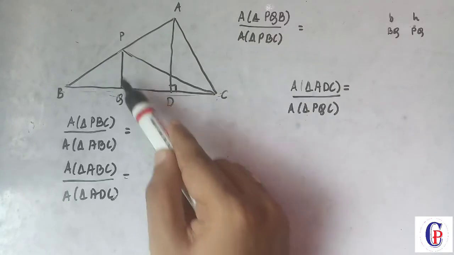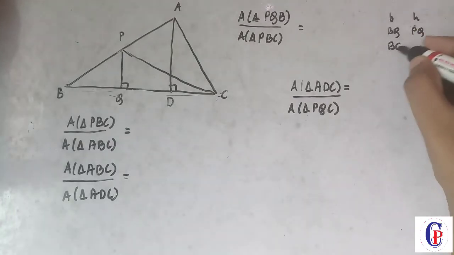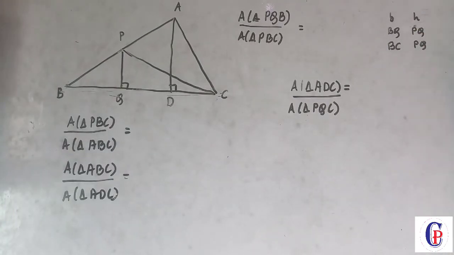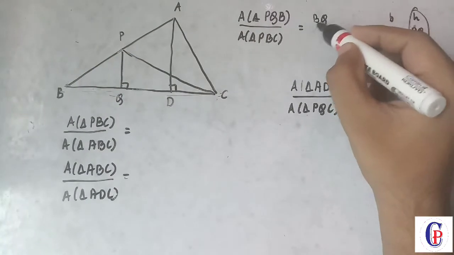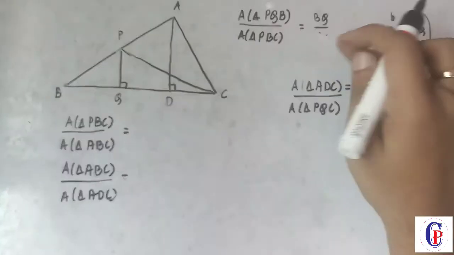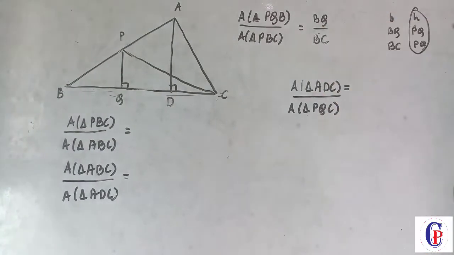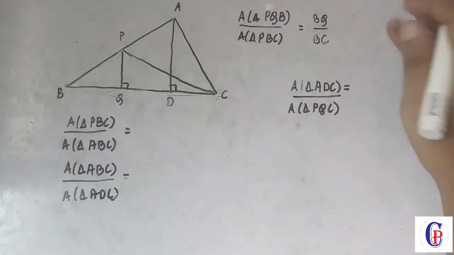So draw a straight line, this becomes the height. So for triangle PBC, we can say that BC is the base and PQ is the height. Now what you can observe here is that the height is the same. Heights are the same, so the answer will be equal to their base. So BQ upon BC. Easy. BQ upon BC.